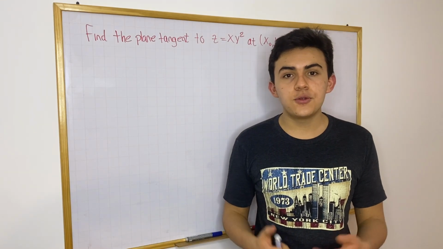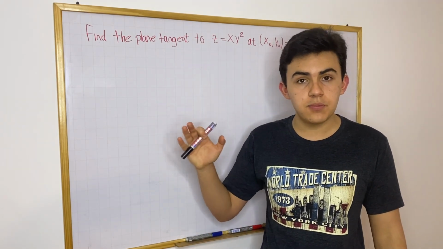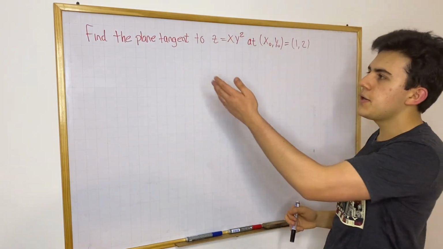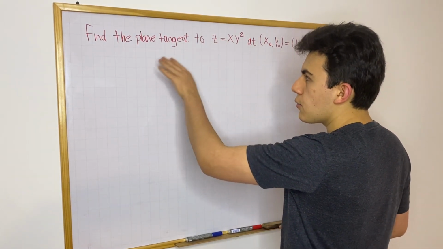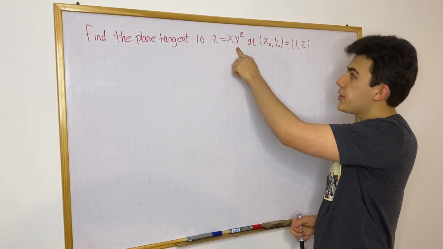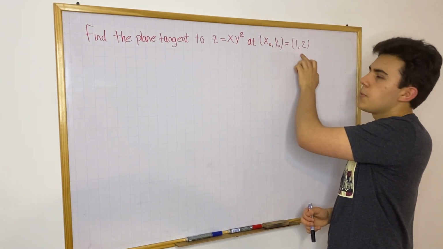Hi everyone, what's up? Today I want to show you how to find a tangent plane in 3 space by solving this example, okay? This is a very simple example. We need to find the equation of the plane that is tangent to the surface z equals x times y squared at this point, (1, 2), okay?